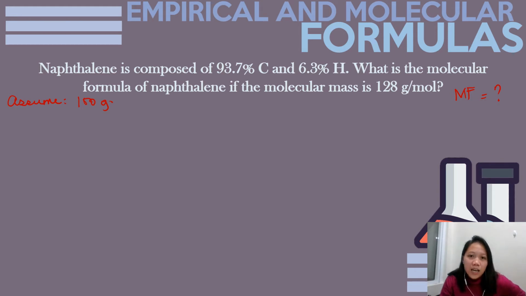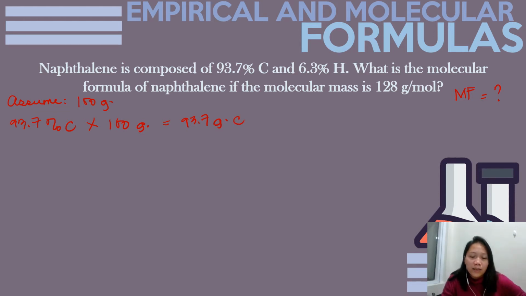Why? See here. You have 93.7% of carbon. And we know we are assuming that there is 100 grams of a certain substance. So all you have to do is to multiply 93.7% in 100 grams para malaman natin na in that 100 grams, ilang grams kaya si carbon, given it's 93.7%. So, of course, it's 93.7 grams. A simple mathematics. So, you have carbon.